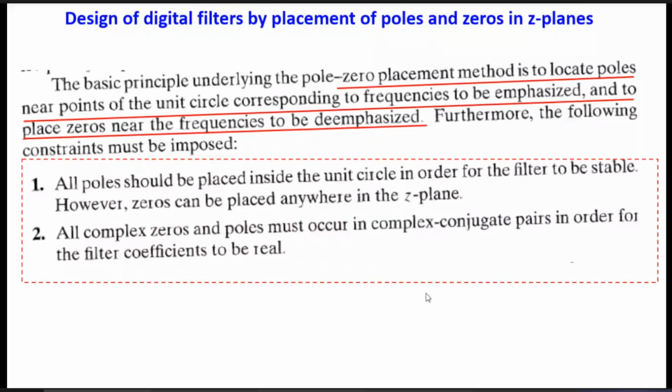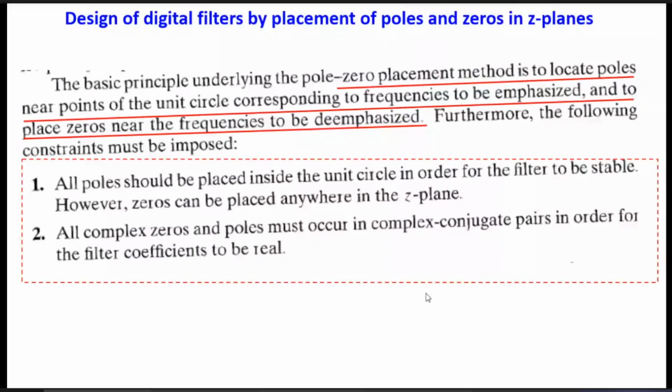Now, from the values of Z, what is Z? Z is equal to R into e to the power j omega. So if you know omega, that is any frequency, then you can calculate the value of Z. Those Z values will be used for either poles or zeros: poles for making gain high, zeros for making gain low. This is the basic concept. In the next slide we will see it, and it will be much easier to understand.